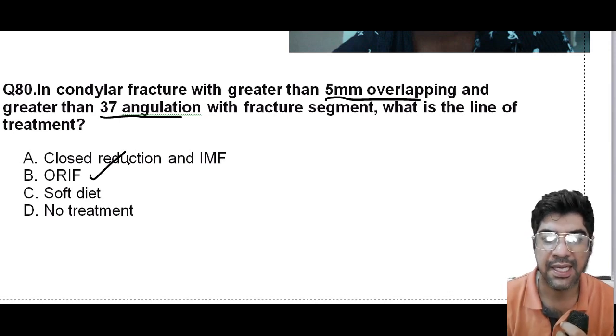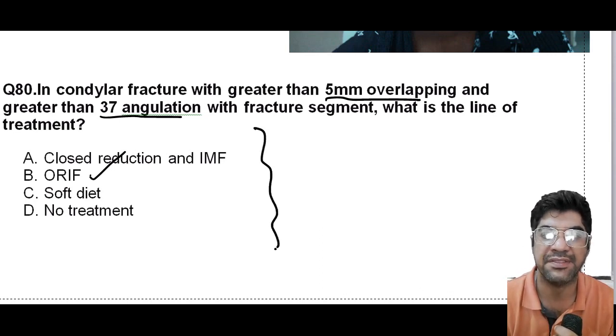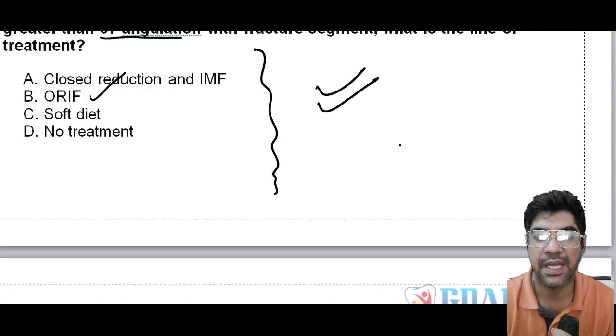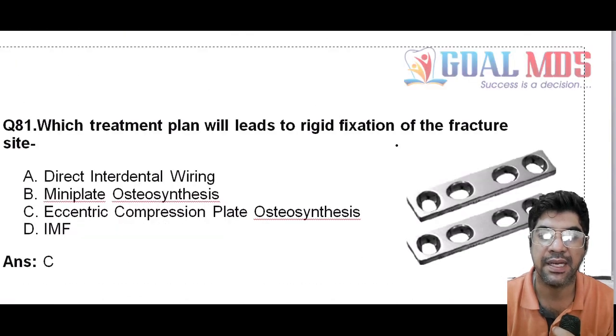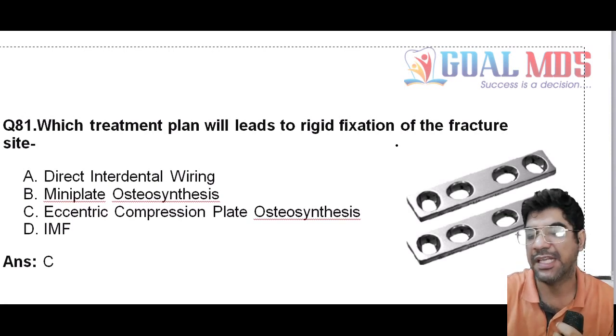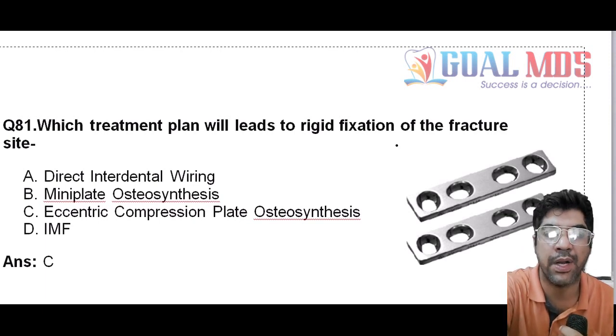So that is the surgical intervention done to realign the fracture segments of the mandibular condyle and stabilize them with screw plates or other fixation devices. That is done to restore proper jaw function and alignment in case of severe condylar fracture. So the answer is B. This question has been asked multiple times in your entrance exams and is very, very important from your exam point of view.